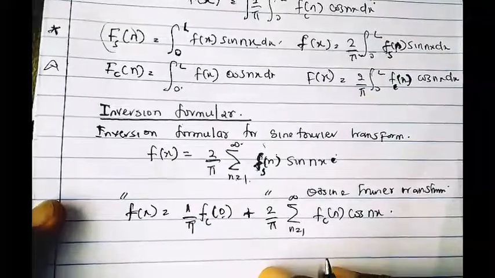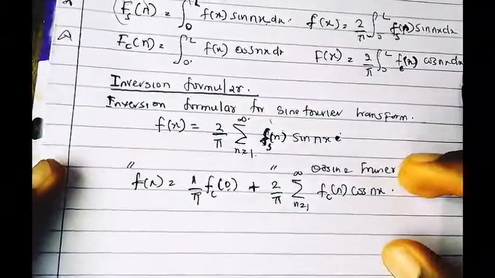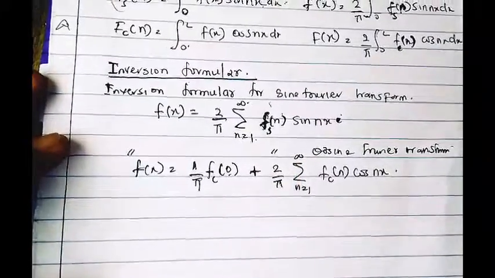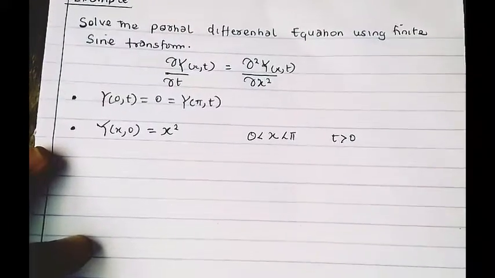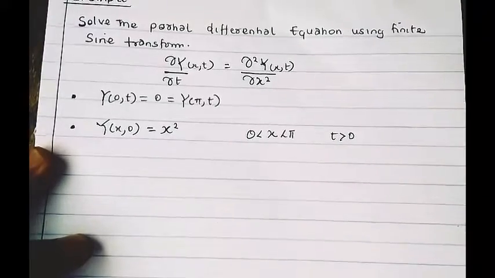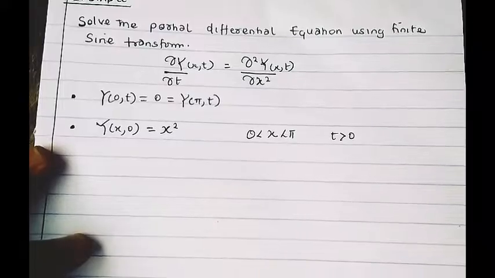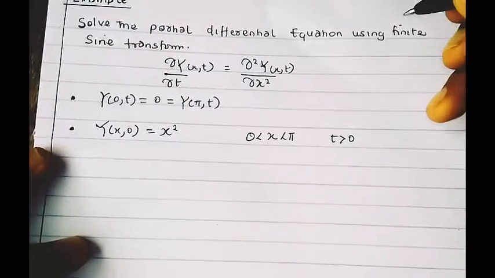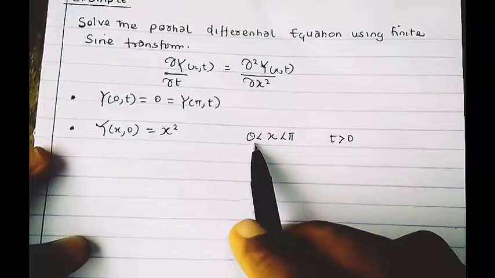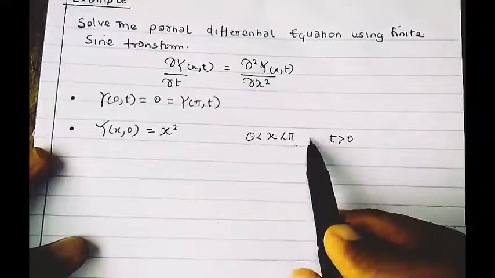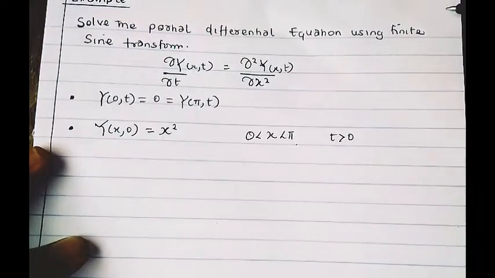So now let's look at an example on how to solve this particular PDE using the finite sine transform. I told you that the finite sine transform is finite because it goes over a limited range. Now we are given the limited range here, which is from 0 to pi. So this is a finite range, and that's why it's called the finite sine transform.